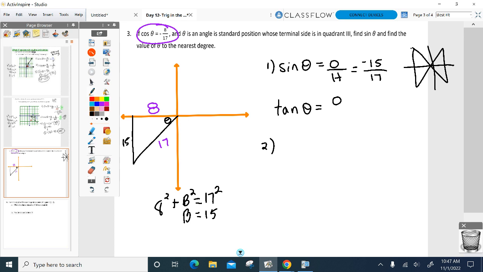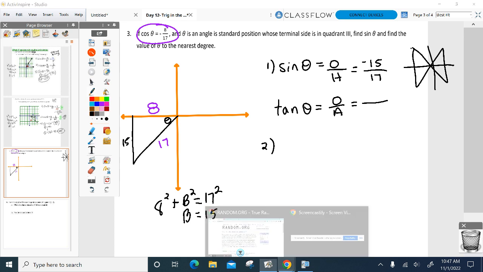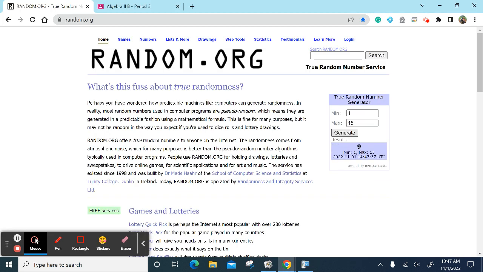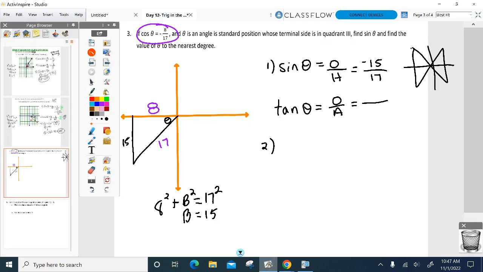Opposite over adjacent. Yep. All right. What do you got for me? What's opposite and adjacent here? Opposite and adjacent: 15 and negative 8. Do I want to put a negative though? Because I thought tangent was positive. Oh, no negative. So just 15 over 8. Everyone good? Now you have something to take the inverse of. That's positive. So now we can say theta equals inverse tangent of 15 over 8.